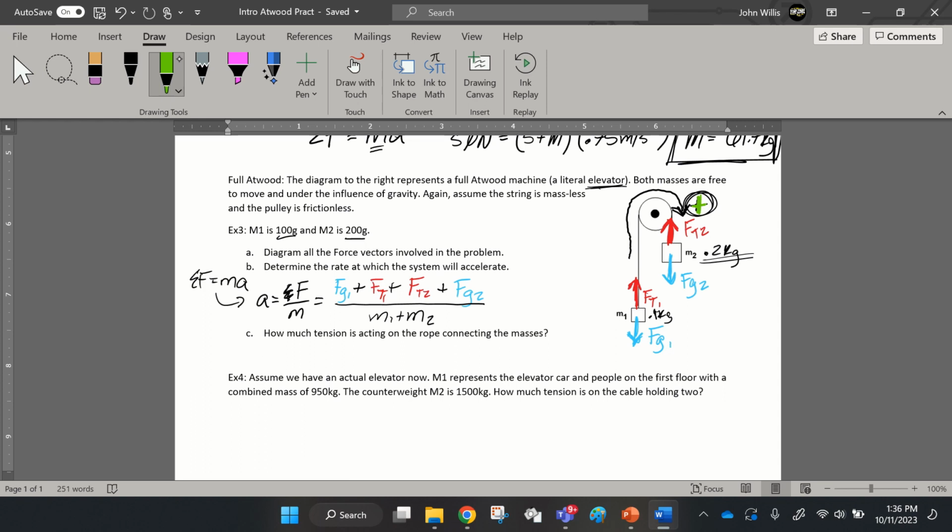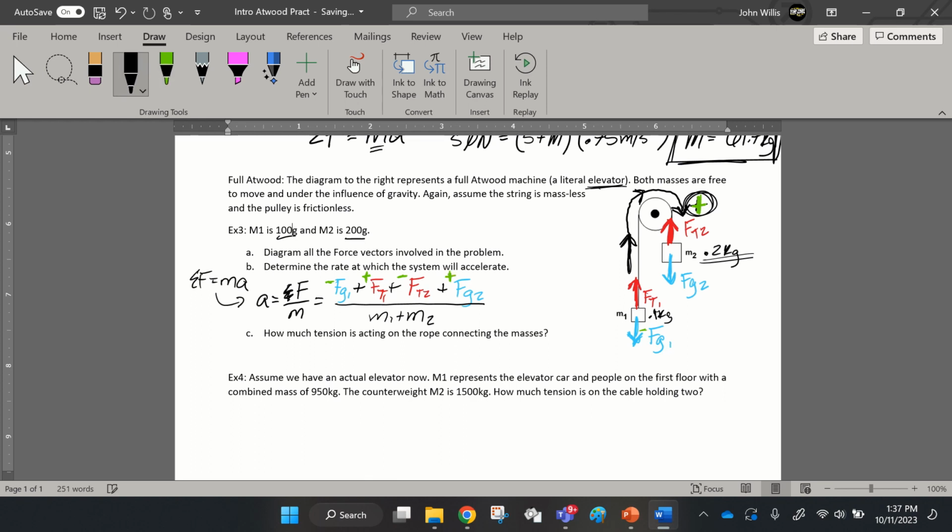So FG1 is pointed the opposite direction the system is accelerating, right? Because this arrow down here would be pointed up and over. So this, because it's pointed in the opposite direction, is going to get a negative. We have negative FG1. FT1 is pointed in the same direction, so that's going to be a positive. FT2 is pointed in the opposite direction, so that's going to be a negative, and FG2 is pointed in the direction the whole system is accelerating, so we're going to label that as a positive.